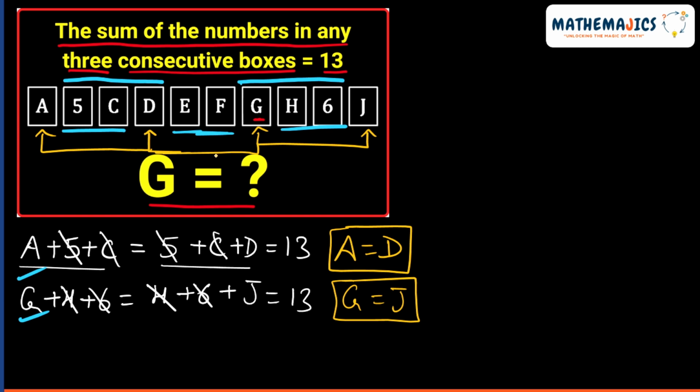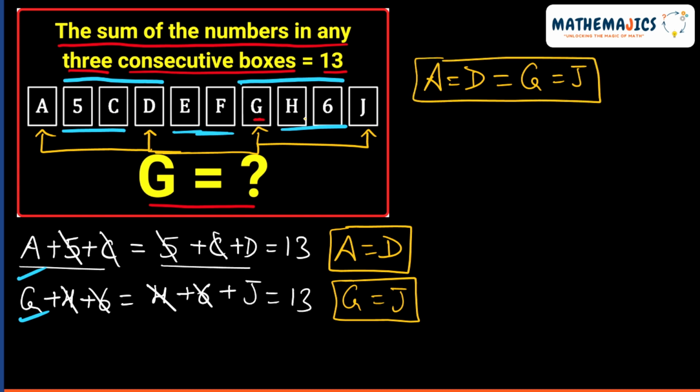You can try it on your own. If you make 2 groups in the middle, D, E, F and E, F, G, you will find that D will turn out to be equal to G. So there is this pattern. From this pattern, I can write A is equal to D is equal to G is equal to J. The same pattern will be followed throughout these boxes.